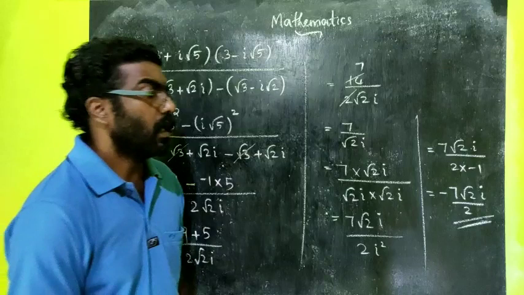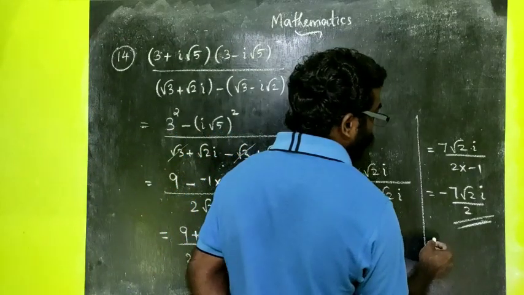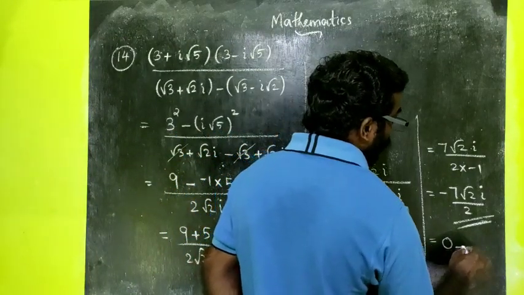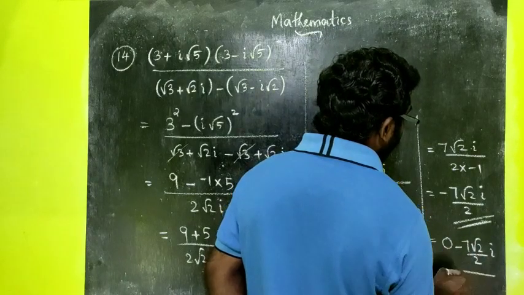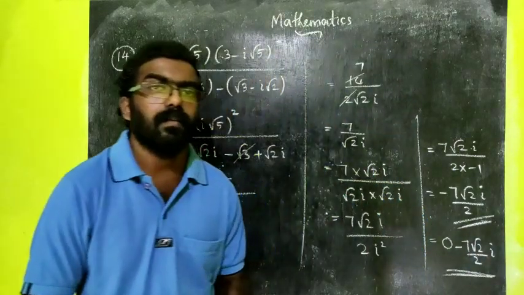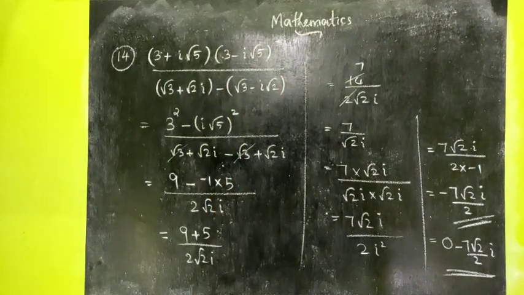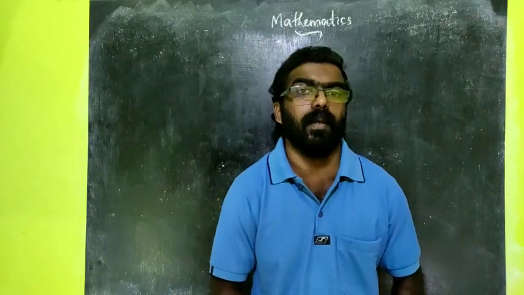Okay. Or we can write in the standard form as here there is no real part. So 0 minus 7 root 2 by 2i. Clear? So this finishes exercise 5.1.